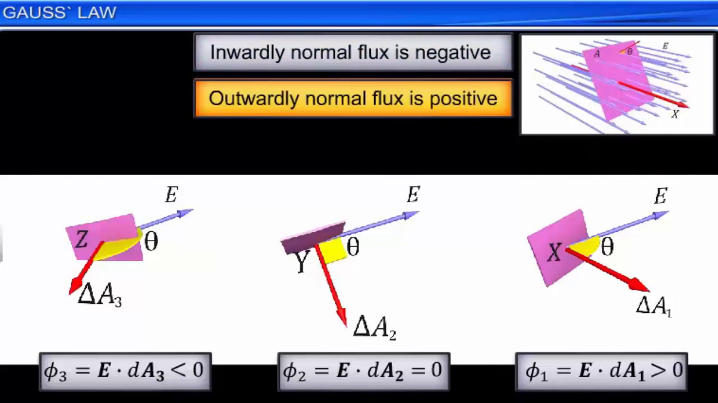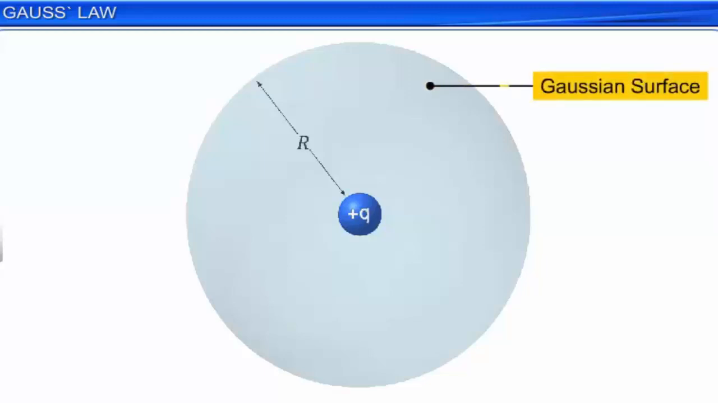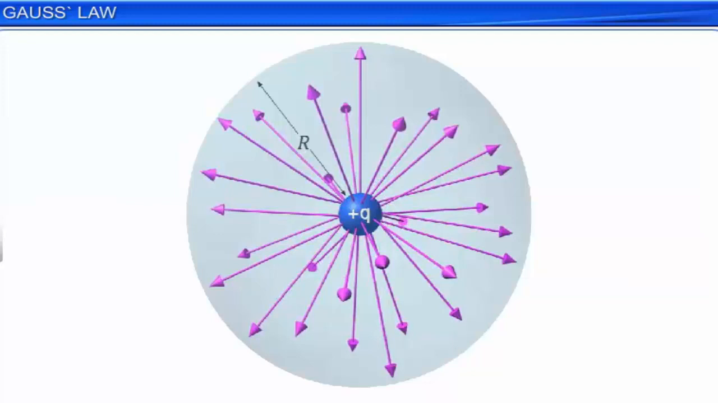Let us now consider a point charge plus Q placed at the center of a sphere of radius r. Let us now look at Gauss' law, which defines the relation between the net electric flux through a closed surface and the charge enclosed by that closed surface. This law is of fundamental importance in the calculation of electric field strengths. The closed surface is referred to as the Gaussian surface. The electric field lines of the point charge plus Q are outwardly normal to the charge and hence are outwardly normal to the sphere at all points on its surface.